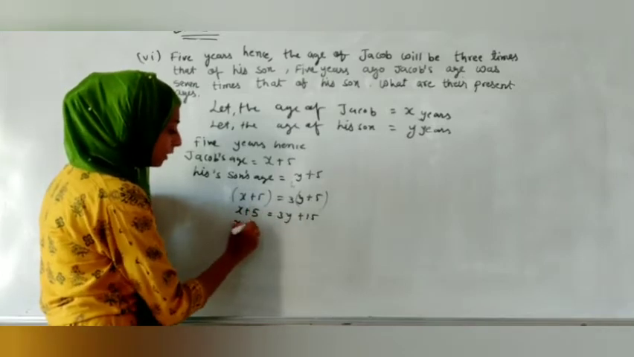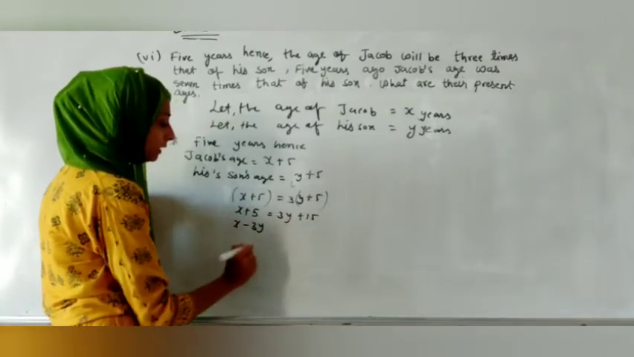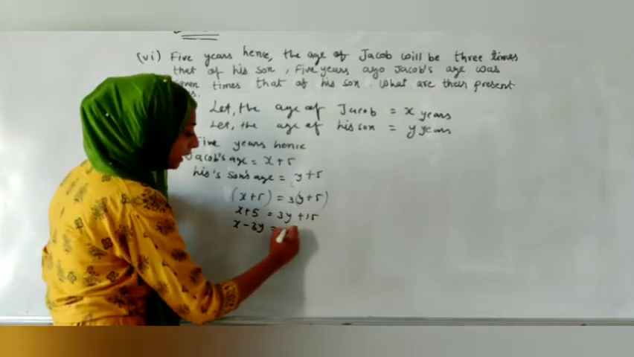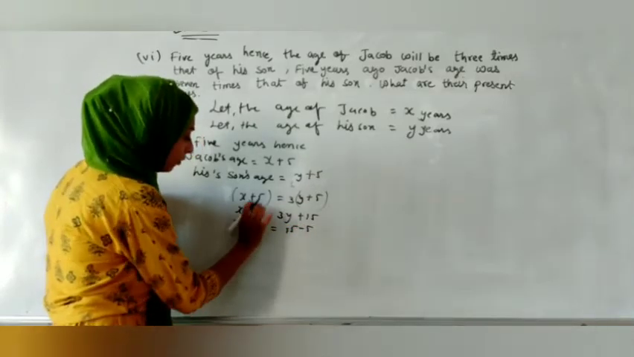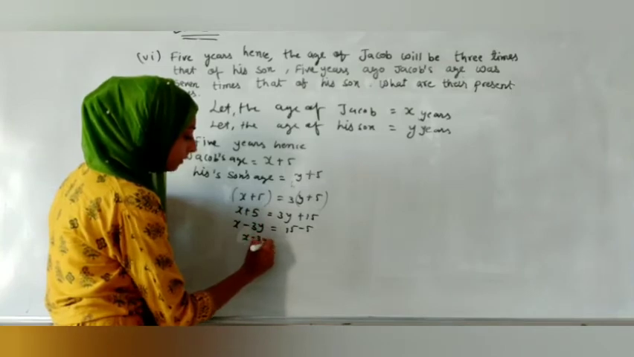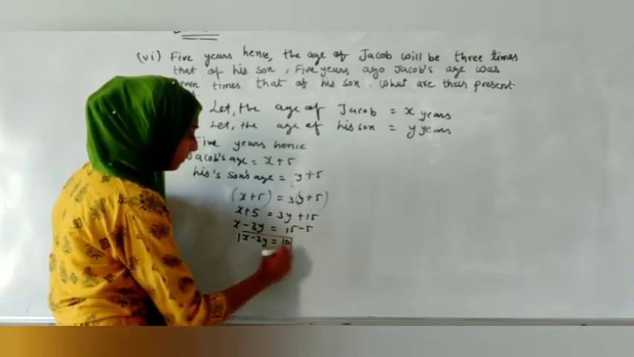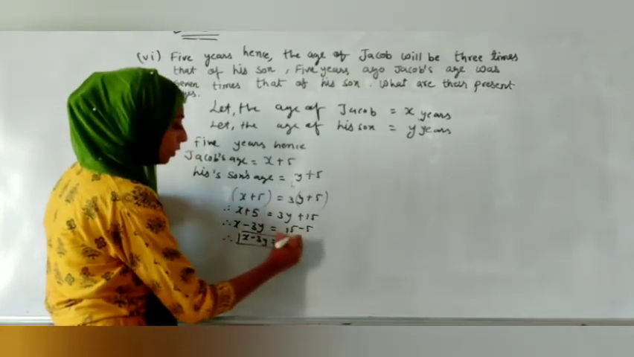Then if we are simplifying, let me take this side and let me take 5 that side. So it will become minus. So this is what we are making, x minus 3y and that is equals to 10. So this is our first equation.